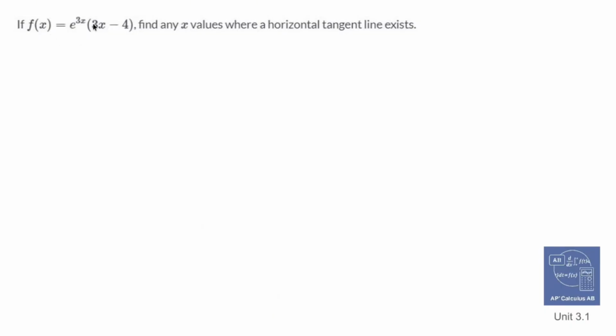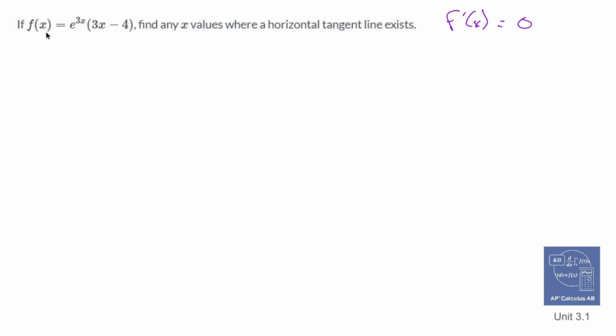If f of x equals e to the 3x times 3x minus 4, find any x values where a horizontal tangent line exists. Wherever a horizontal tangent line exists, that happens when your derivative, because the slope of a tangent line is the derivative. So I want the derivative. And if it's horizontal, that means the slope is 0. So I care about when the derivative is equal to 0.